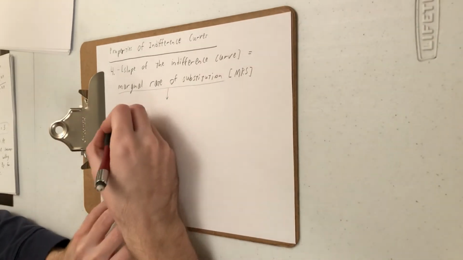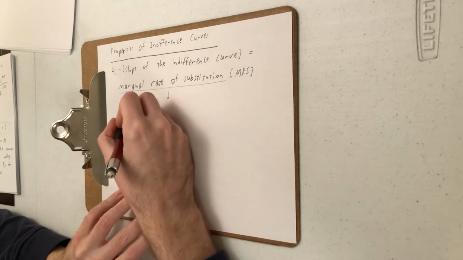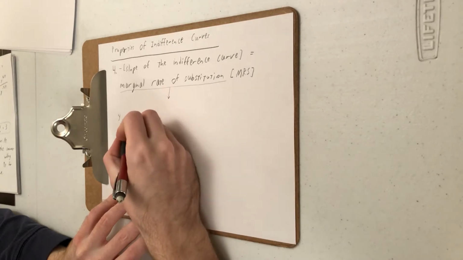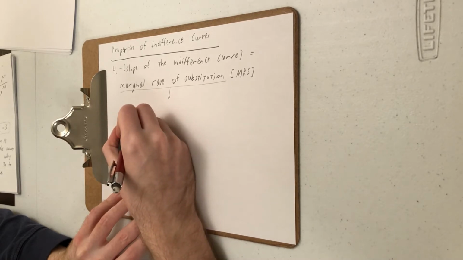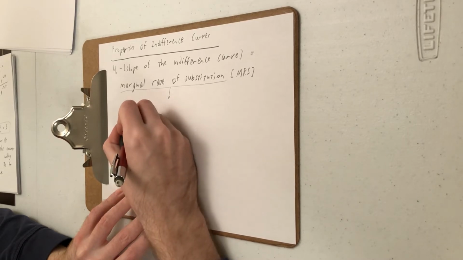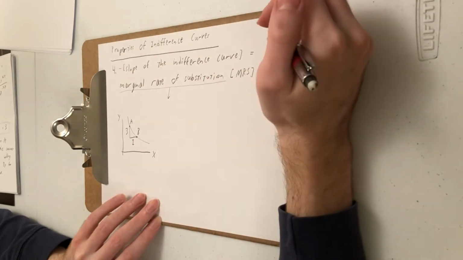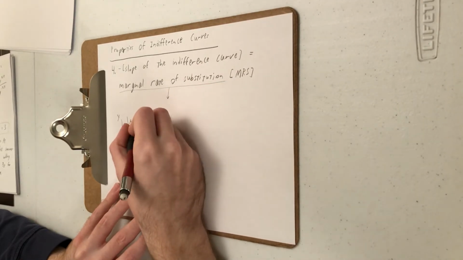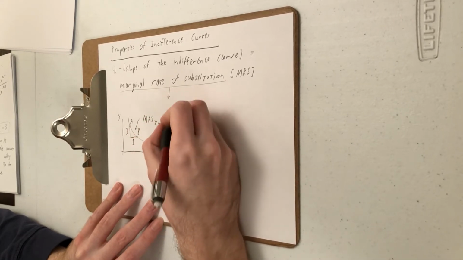So let's just draw some graphs. So let's say around this point over here, maybe the MRS is 3. These two bundles, A and B, and two goods, X and Y. So here, your MRS is 3.